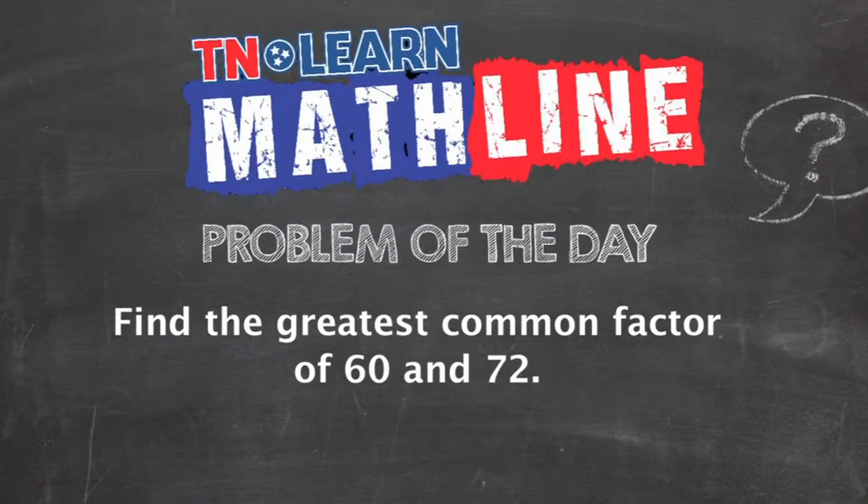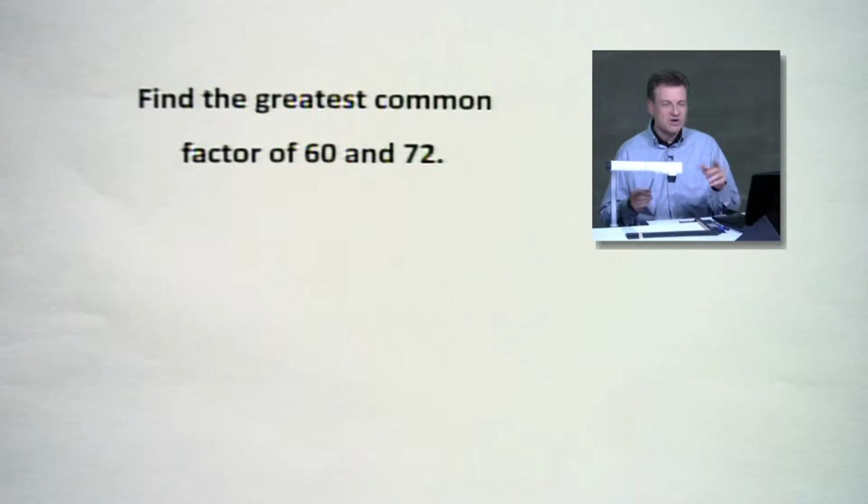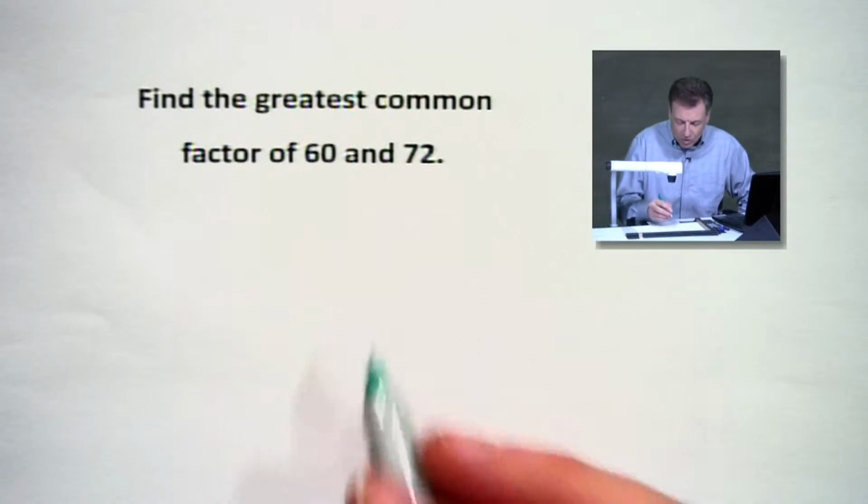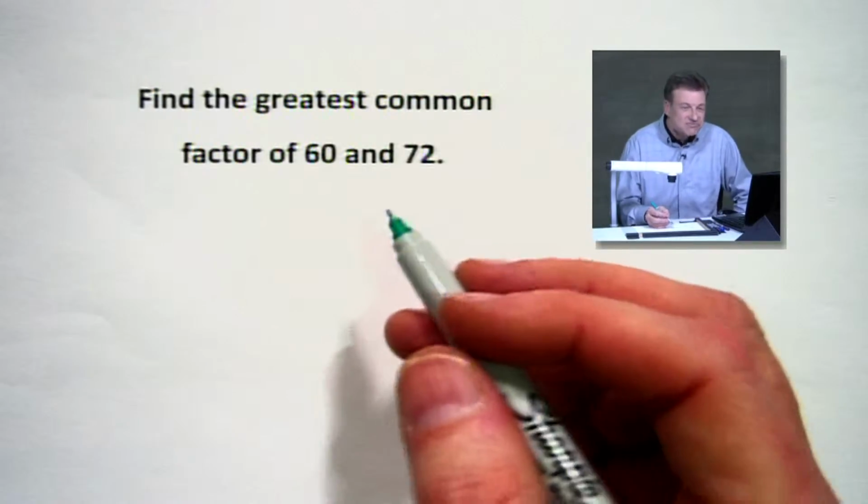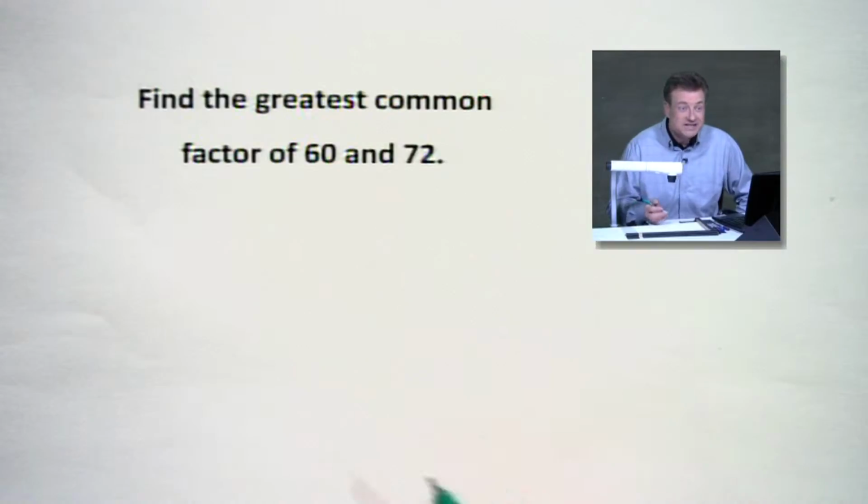Find the greatest common factor of 60 and 72. All right, great opening problem of the day. Find the greatest common factor of 60 and 72. Now, what we're going to do with that, sometimes known as a GCF, all right?